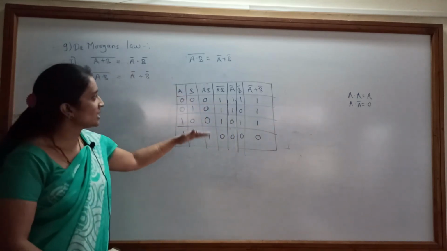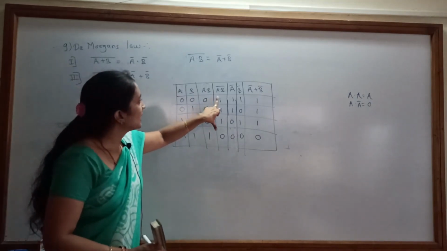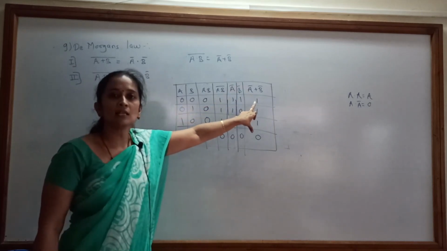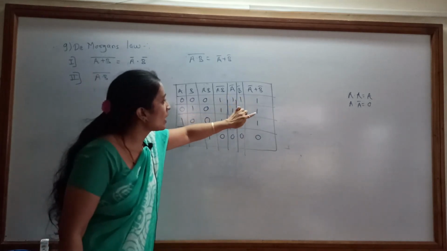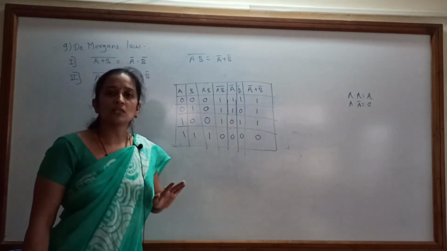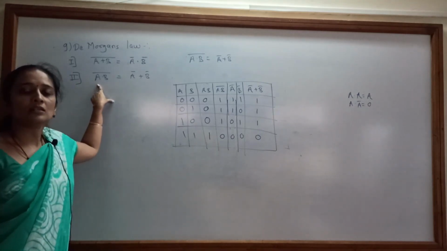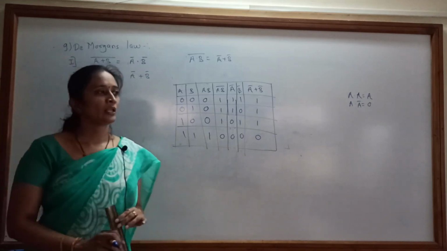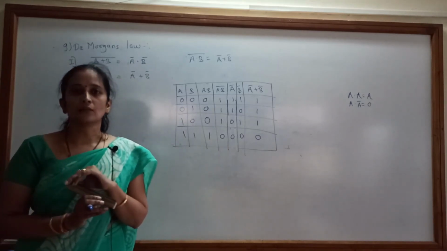We have calculated all the columns. Now what we have to check? A into B complement with A complement plus B complement. 1, 1, 1, 0 and 1, 1, 1, 0. Both columns are same. Therefore, we have proved the second De Morgan's law. This is De Morgan's law. These are the rules. Total 8 rules we have studied.